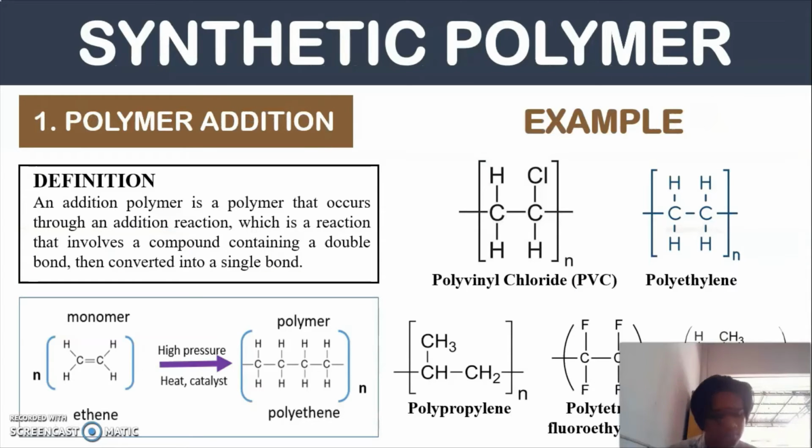The second is synthetic polymers. There are addition polymers. Addition polymers are polymers formed through an addition reaction. This is a reaction that involves compounds containing a double bond, which is then converted into a single bond. These are five examples of addition polymers.